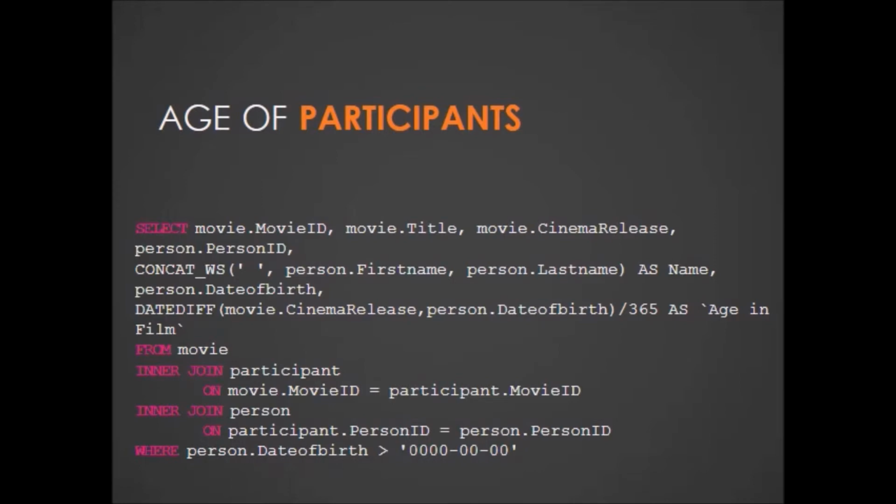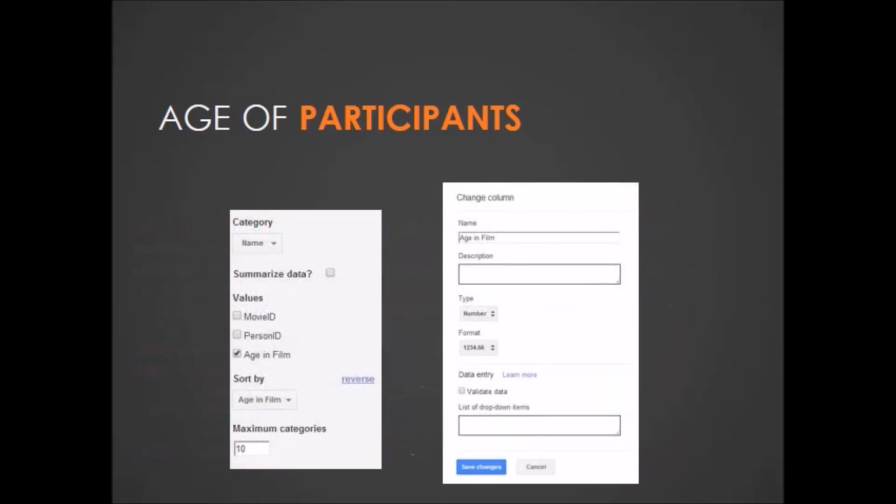We repeat this process for the age of participants. Therefore, we have to join the tables movie, participant, and person. Since some persons in our dataset have no year of birth, we have to filter only the persons that have a date of birth. You can see that in the last line in the where clause. Again, here are the settings we chose this time.